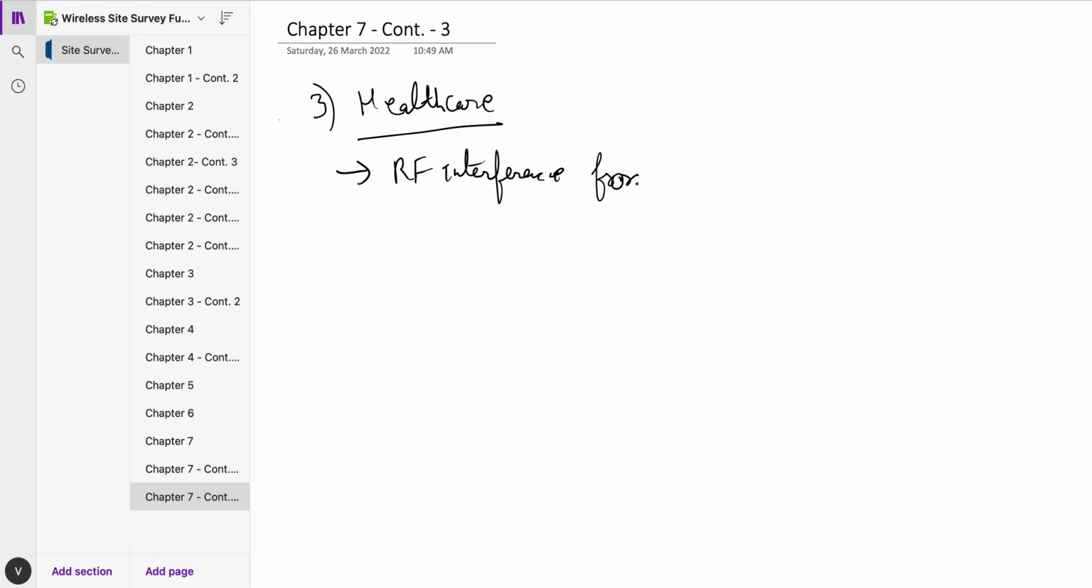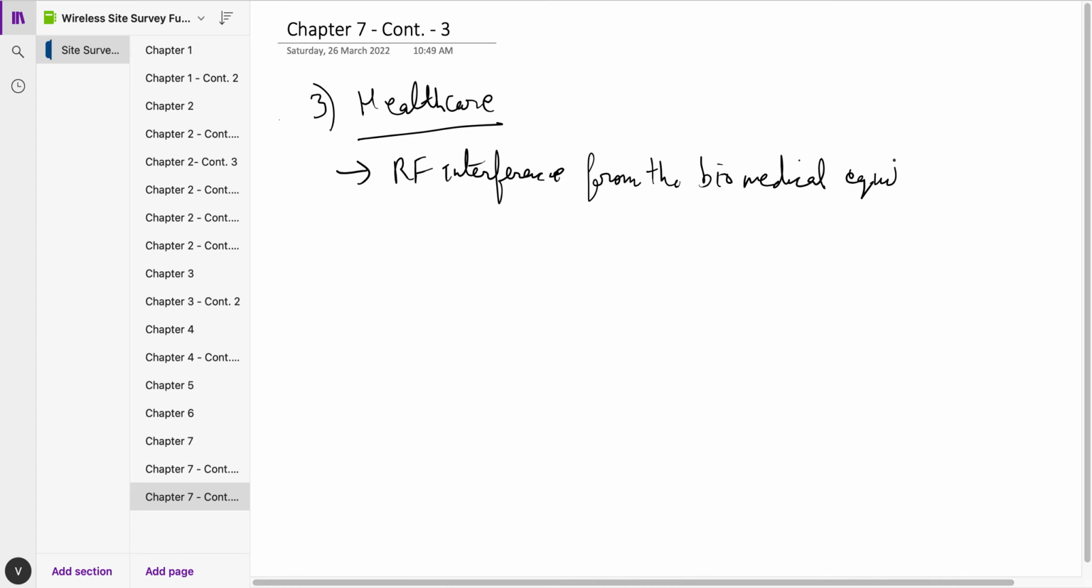I would say, from the medical equipments, or you can say biomedical equipments on site. Now, this is going to cause a lot of interference because there are a lot of biomedical equipments in the hospital and they usually work on the ISM bands, which is the 2.4 gigahertz spectrum.